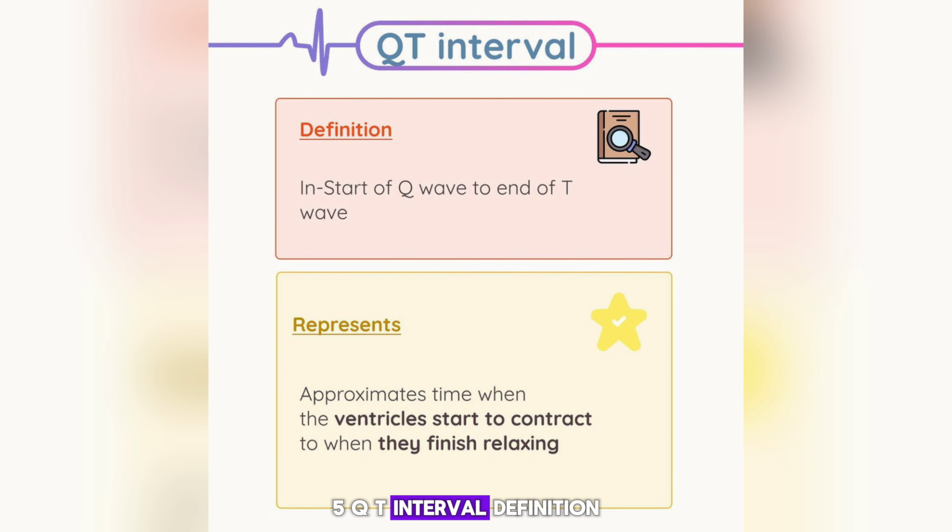6. QT interval. Definition: it appears from start of Q wave to end of T wave. Representation: approximates the time from when the ventricles start to contract to when they finish relaxing.